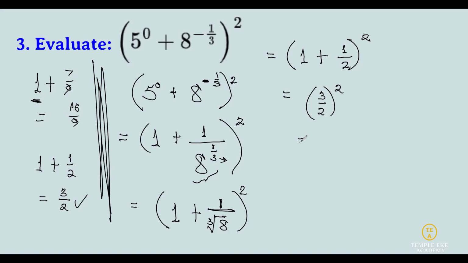And now we're familiar with this. We're going to square both top and bottom. 3 squared on top, 9. 2 squared below, which is 4. Our final answer. Very simple. Let us move on. The next example.